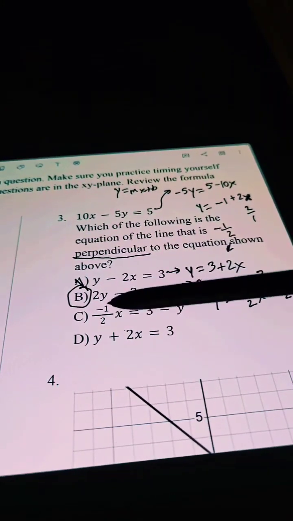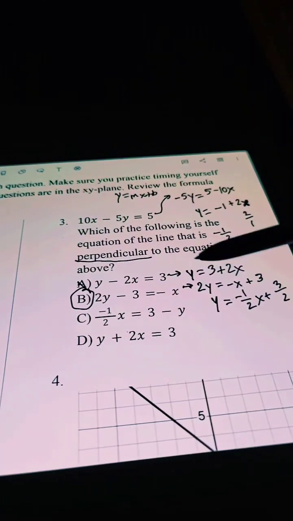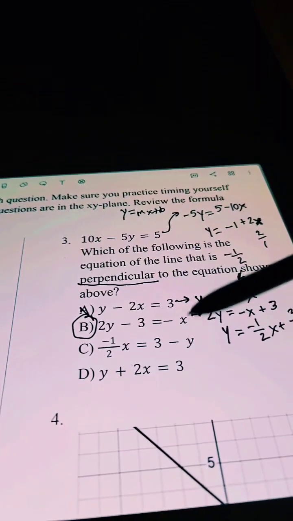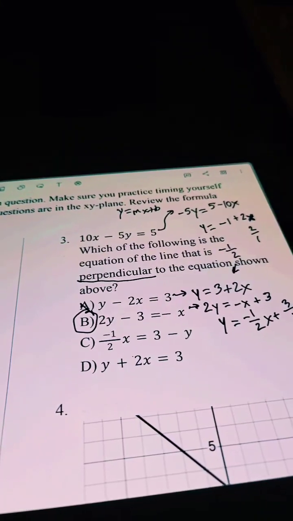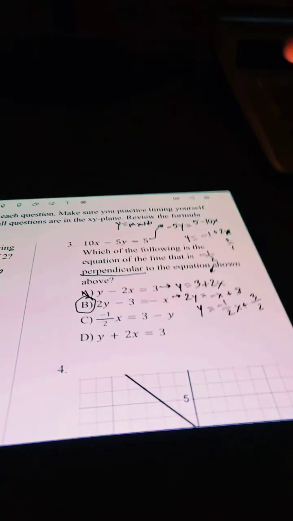A lot of people will get tricked by answer choice C, but remember, you have to look at the number in front of x as being the slope only when you have y isolated. So once you isolate y, this would actually turn to a +1/2 instead. So that's why it's wrong.